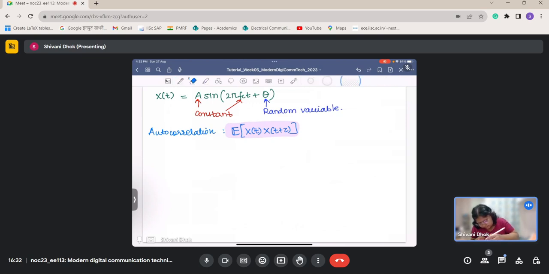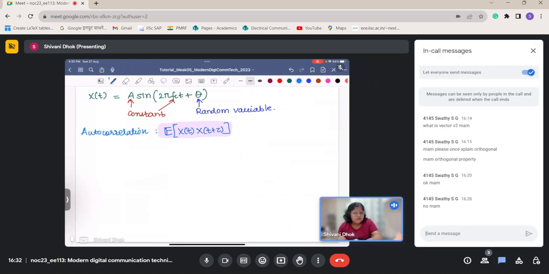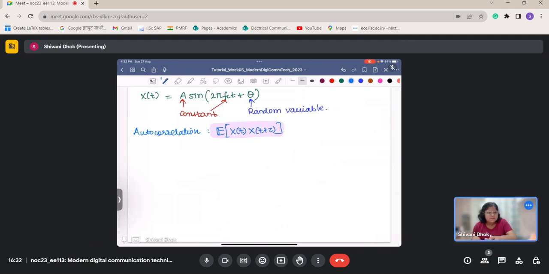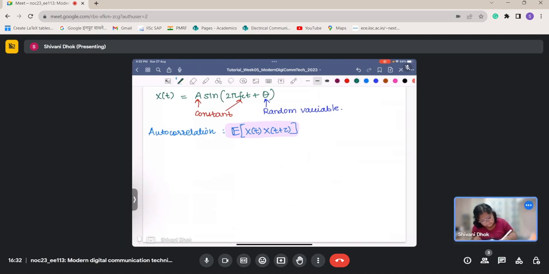Okay, so let's start here. Now again, this expectation is with respect to which variable? This expectation has to be with respect to a random variable. So what is the random variable here? It is theta. So this expectation is with respect to theta.